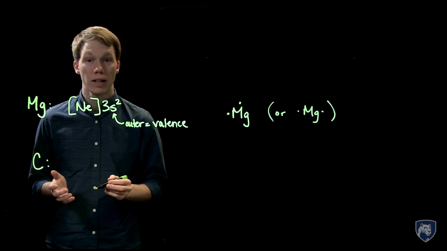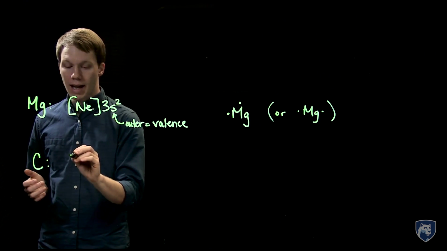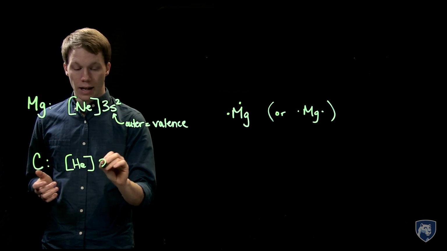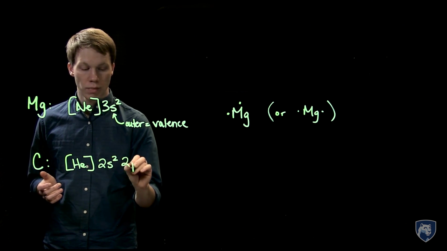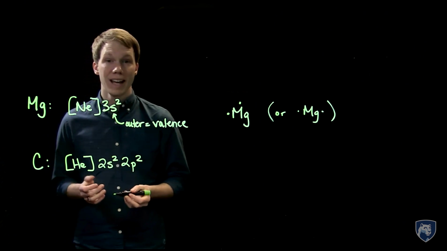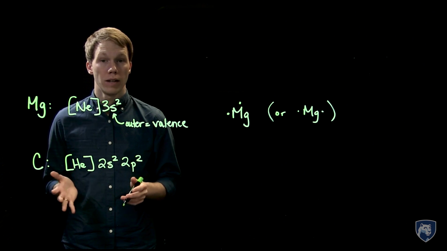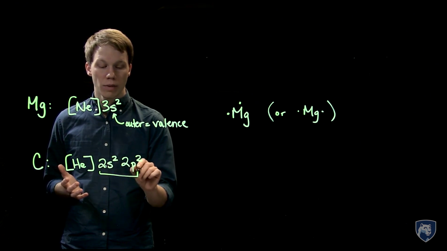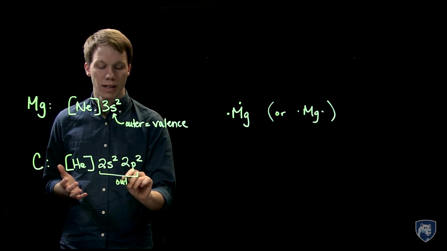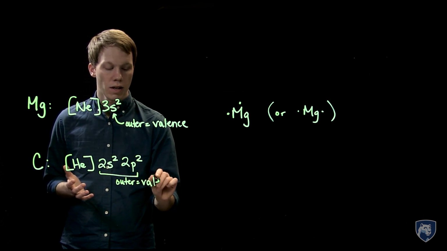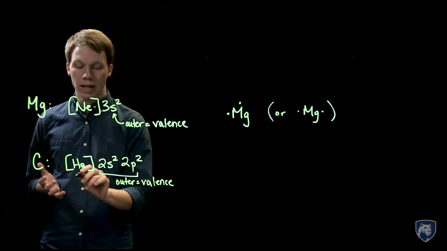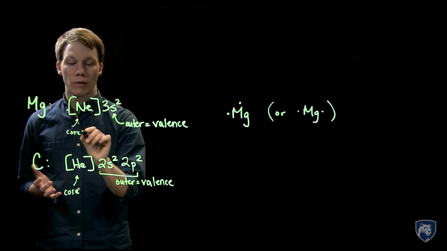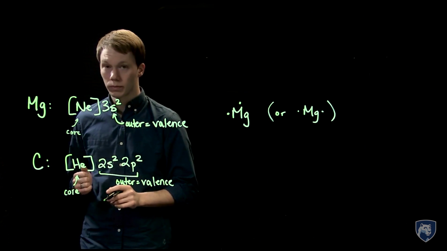Carbon is in my p block of the periodic table and would have noble gas configuration of helium, 2s2, 2p2. So again, this is in my main group. The s and the p block are my main group elements, and my outer electrons with the highest n are my valence electrons. And keep in mind that my core electrons are my previous noble gas configuration within the main group.